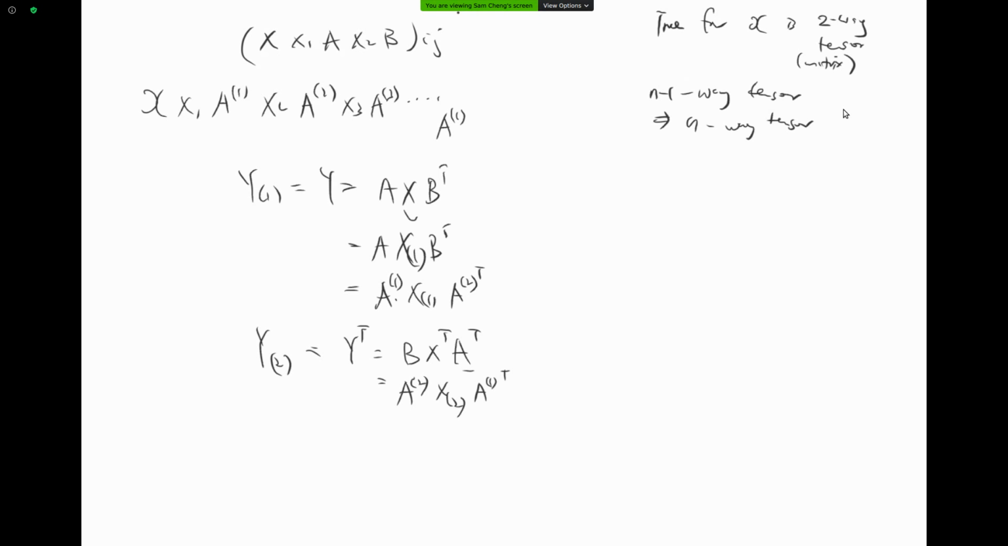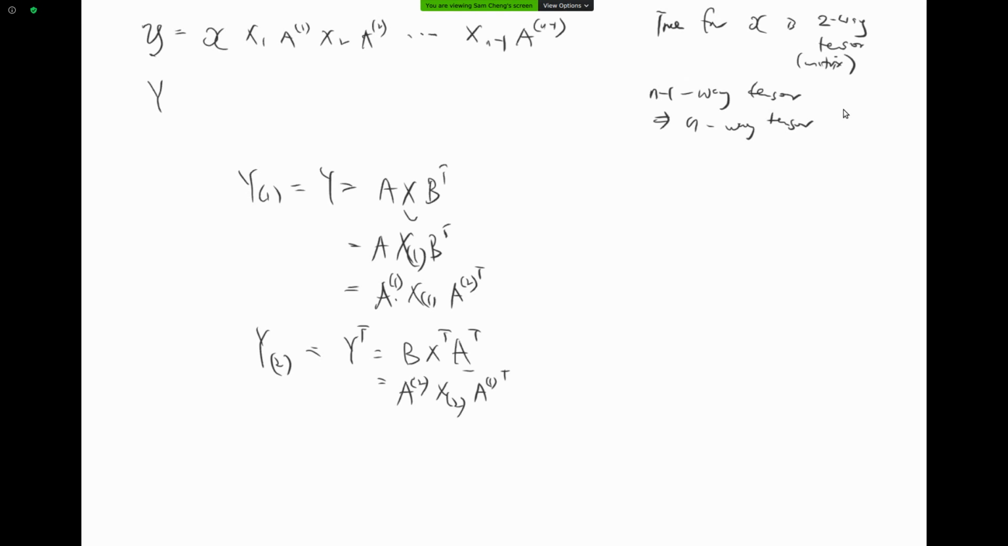Let's say the identity holds for an n minus one way tensor, meaning that if I have something like tensor y equal to tensor x mod 1 multiplication of a1, mod 2 multiplication of a2, and so on, with mod n minus 1 of a n minus 1, and if that is true, then we have yn equal to a n multiplied by x n, and then the rest of the a's, starting from n minus 1, the Kronecker products of those.